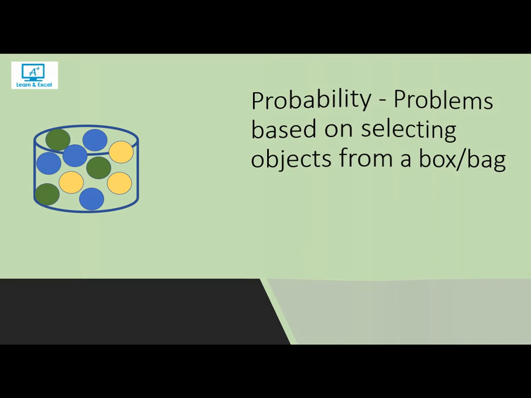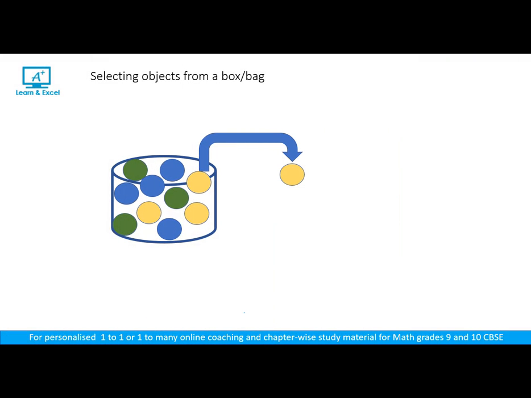Hello everyone. In this video, we will solve problems based on selection of objects from a bag or a box. We will have objects like marbles, balls, alphabets or numbers written on cards that will be placed in a box or a bag. It will be mixed thoroughly and one card or object will be drawn at random from the bag or the box, and we have to find the probability. Let us solve some questions.